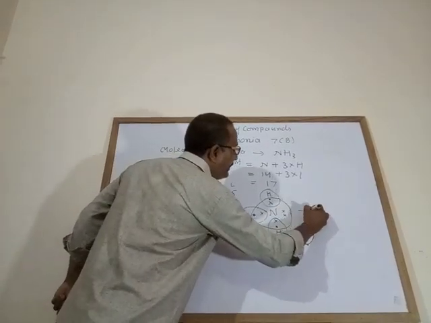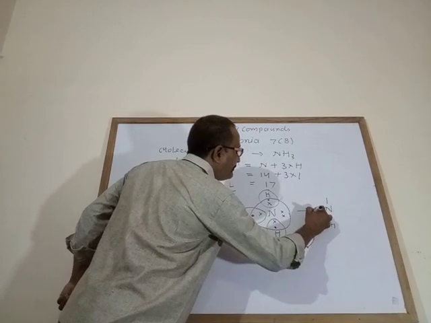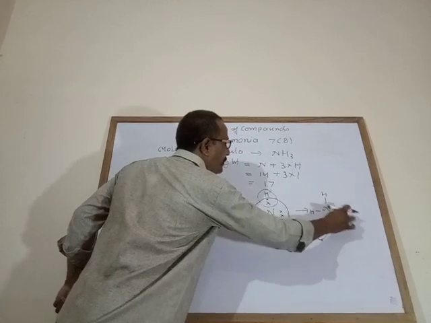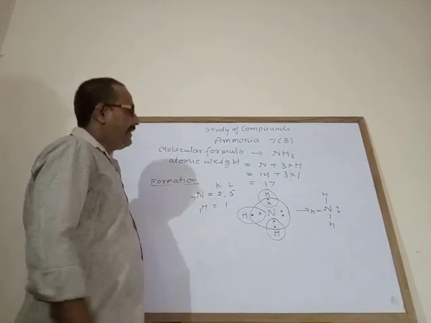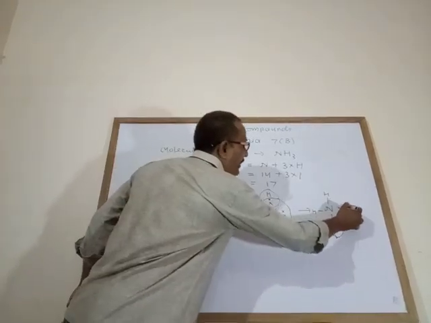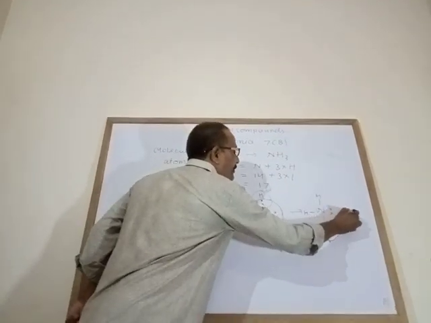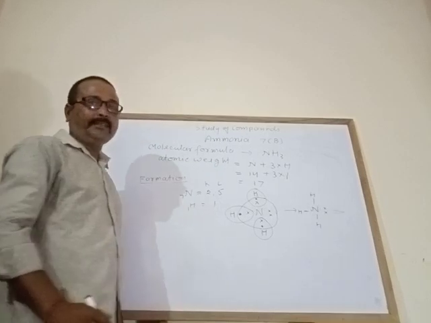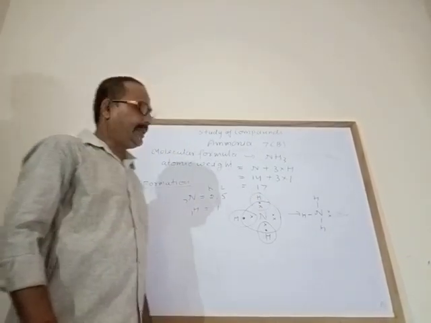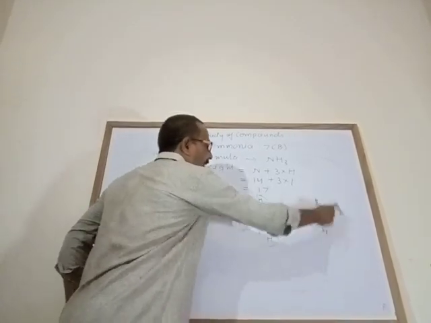Now, this is the molecular formula of ammonia. See, nitrogen has 2 excess electrons that are not shared. These electrons are called lone pair electrons. Already I have explained the lone pair electron. So this is the structural formula of ammonia.